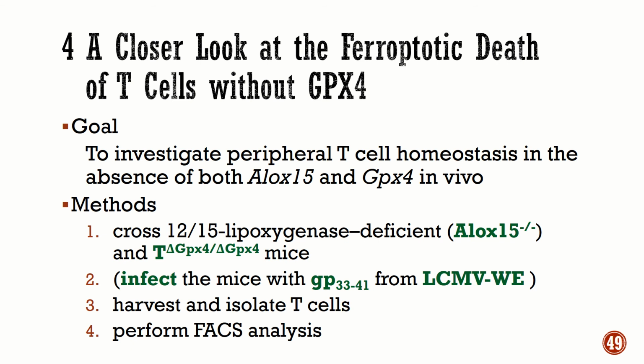So ALOX15 is an apoptosis-inducing factor, and we can know that it's very fatal. So maybe it will be involved in ferroptosis too. To answer this question, the ALOX15 knockout mice will be crossed with the GPX4 knockout mice. So the offspring will be double knockout mice, and the mice will be infected with the virus, and the cells can be analyzed after the mice have been processed well.